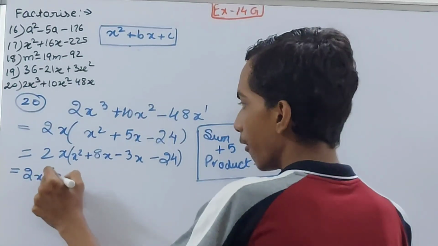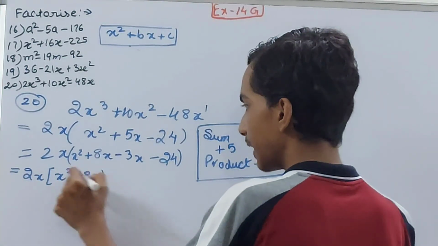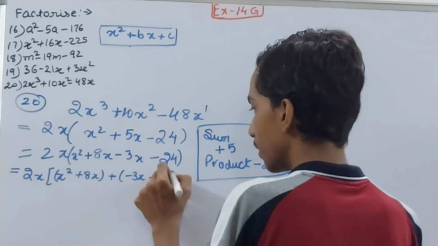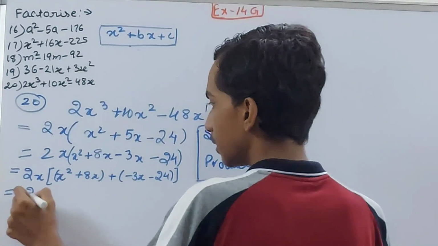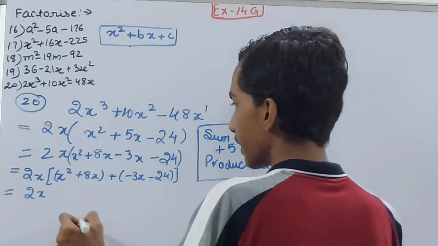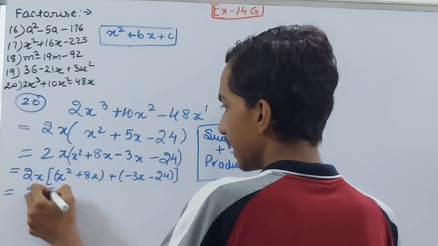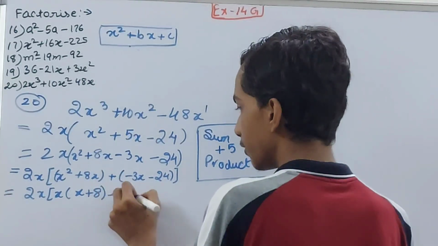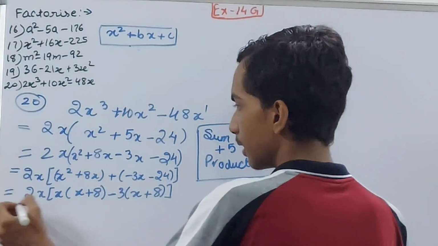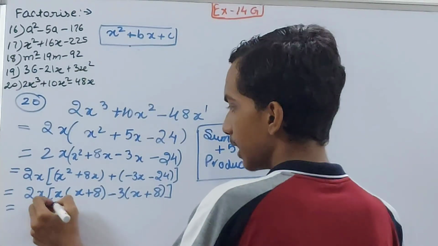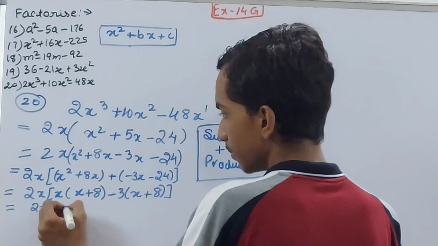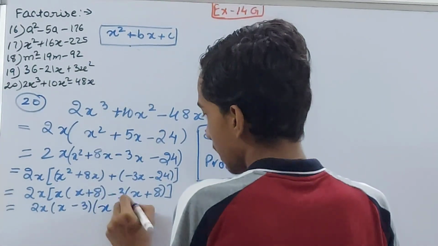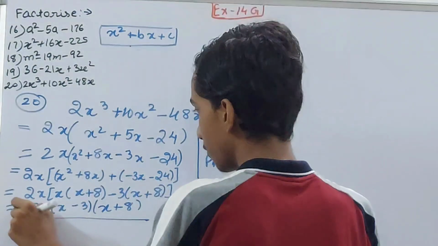So let's see. We will make this x square plus 8x in one group and minus 3x minus 24 in another group. So 2x here, and here we can take x common, so we will have x plus 8, and minus 3 common, so again x plus 8 here, which will become 2x into x minus 3 and then x plus 8, right. You can change the order, it doesn't matter. So this is your final answer.